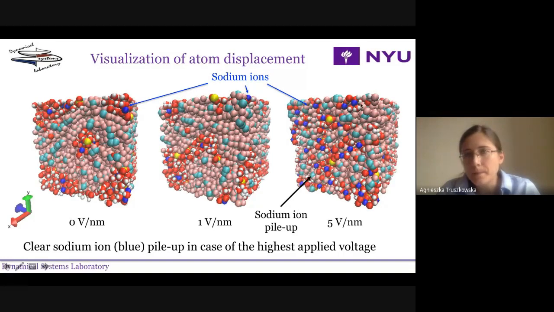Atoms are actually sodium ions, and you can see that in the case of the highest voltage, this is a front view, there is a clear congregation of sodium ions at the wall. And in the case of lower voltage, it is just much less pronounced.